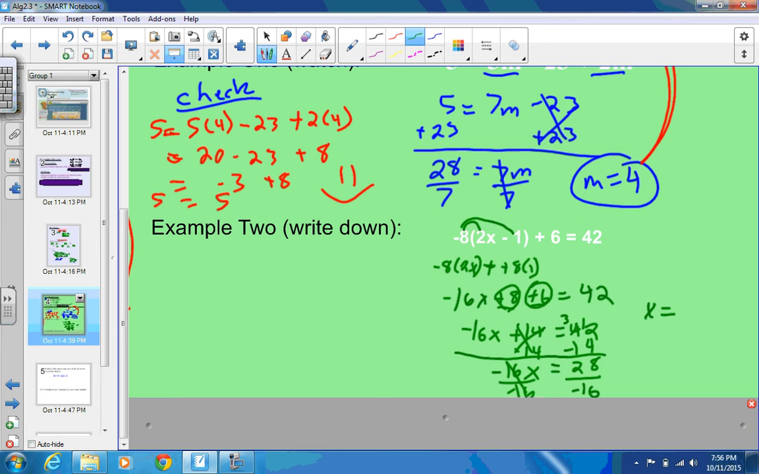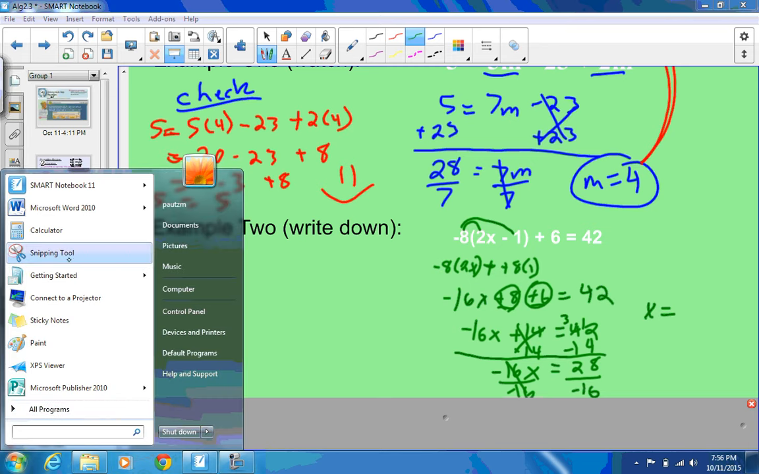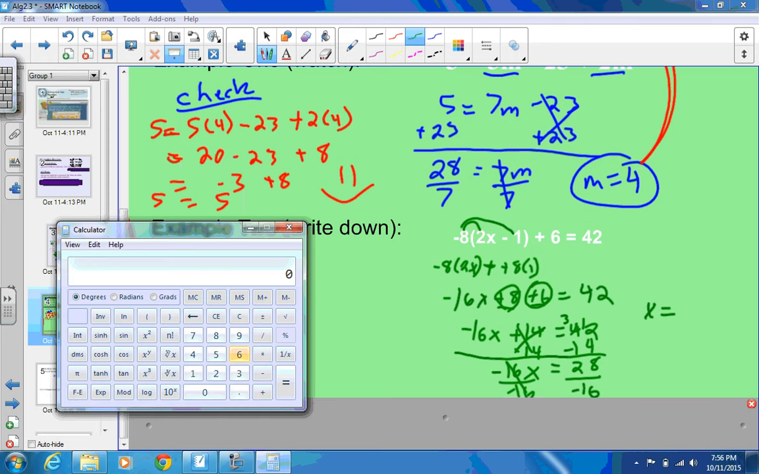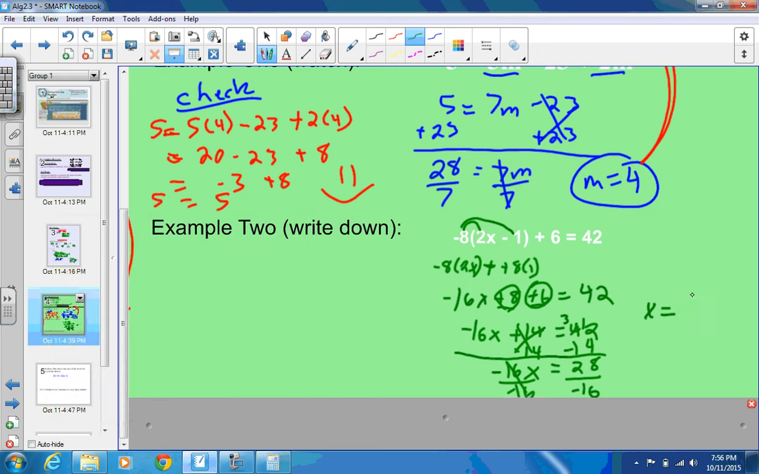Why don't we just see what it says in the calculator? It's going to be around 1.5, but I think it's like 1.4, or negative 1.4 in this case. Oops. 28 divided by 16. Oh, wait, so negative 1.75.